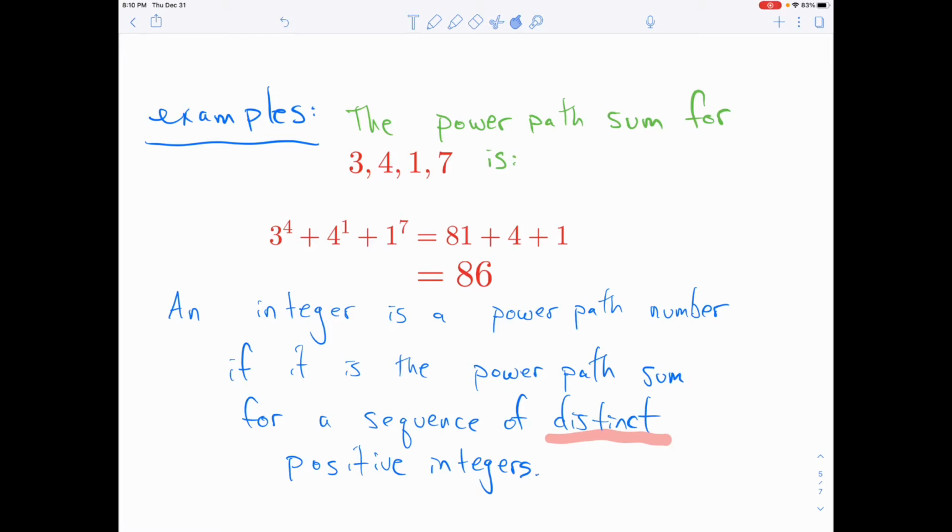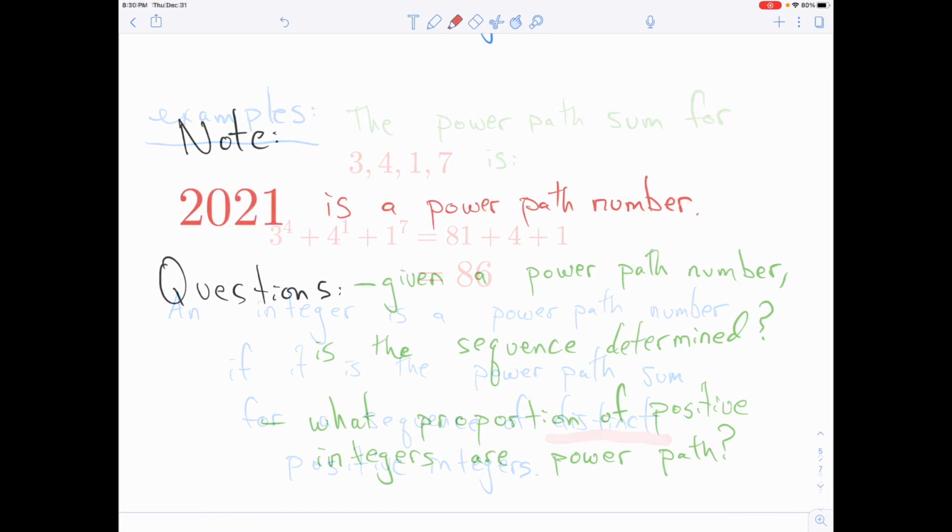So 86 is a power path number. 2021 is also a power path number. If you want to look for the representation to see how hard or easy it is to find a representation, you can pause the video now and look for it for a few minutes. Okay, so here's a couple of questions.